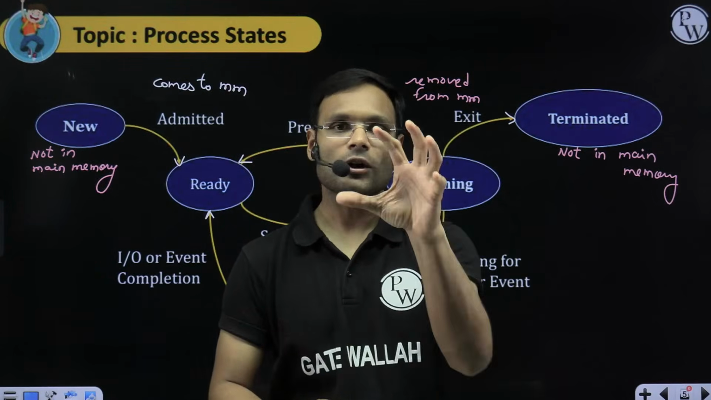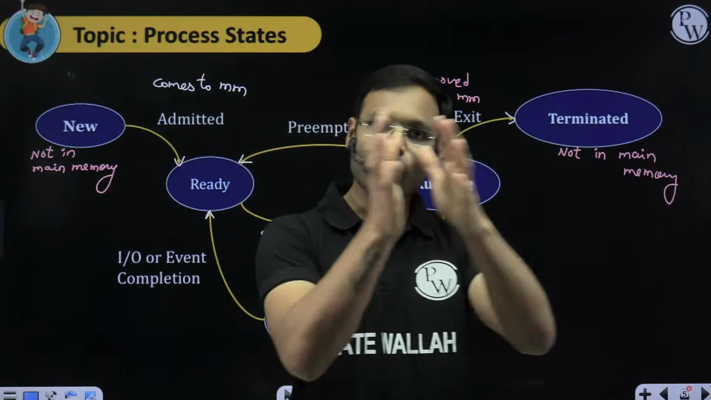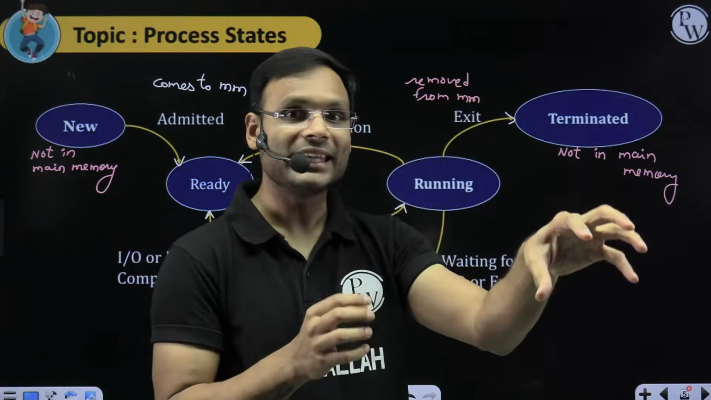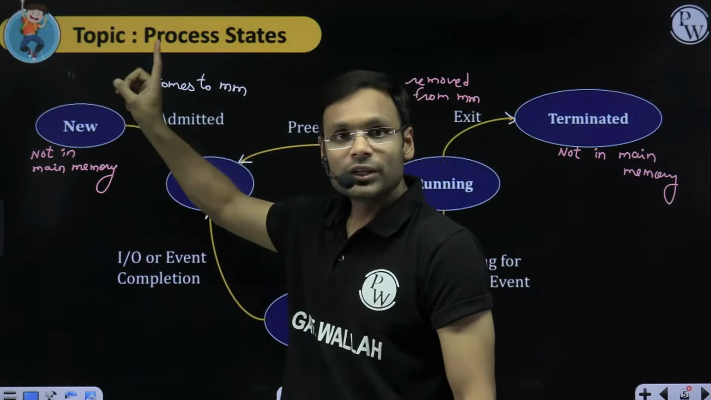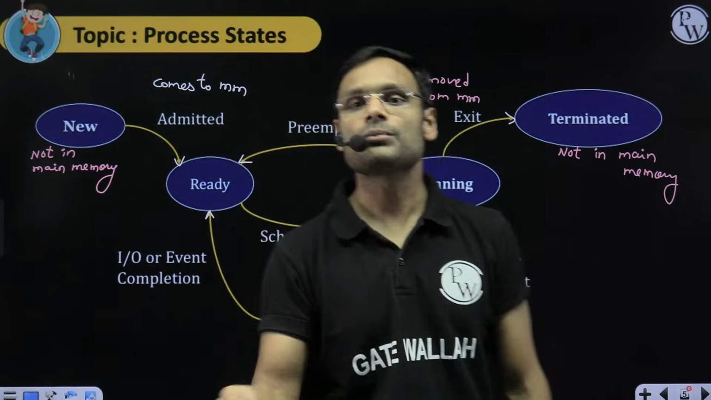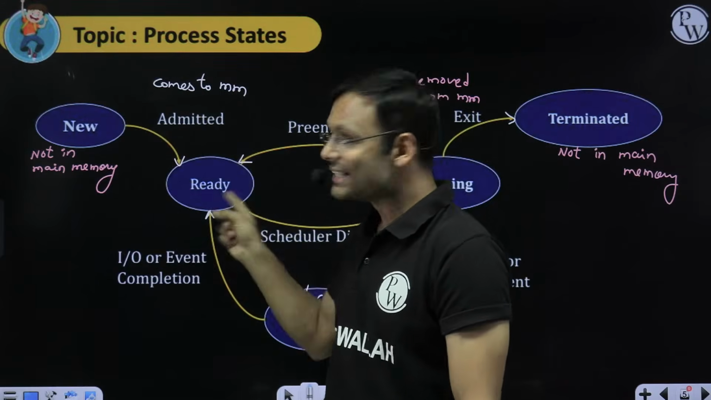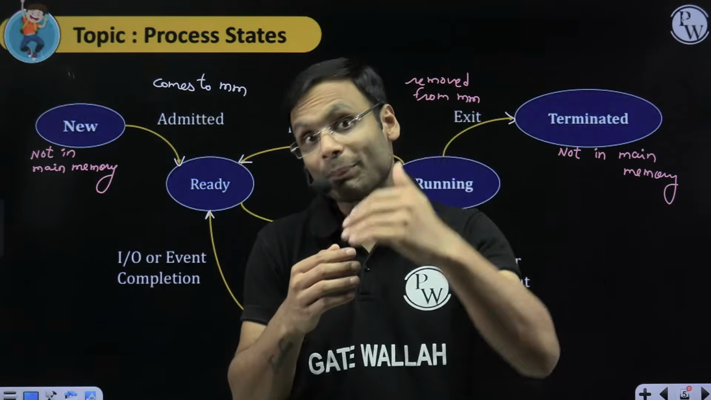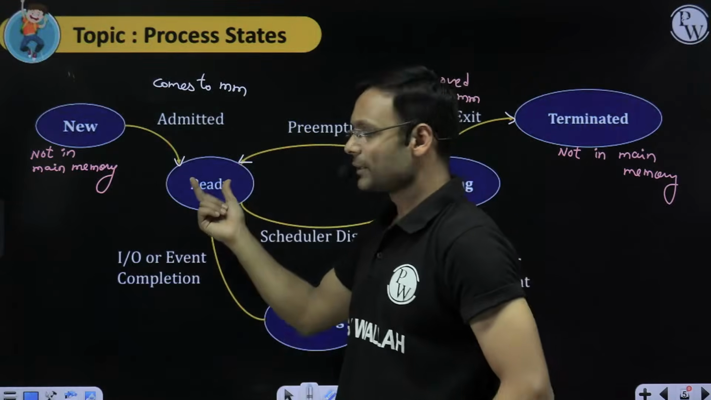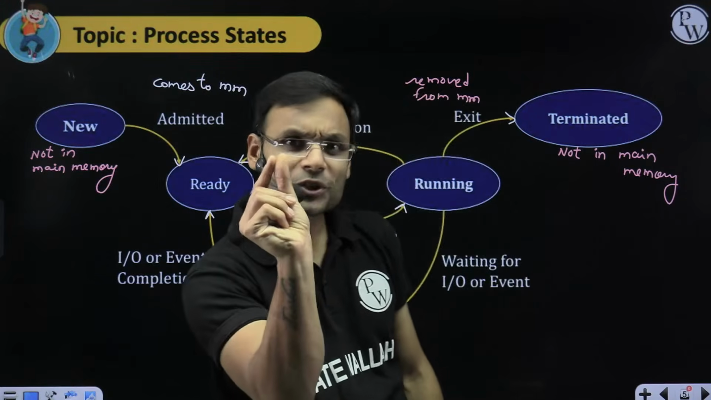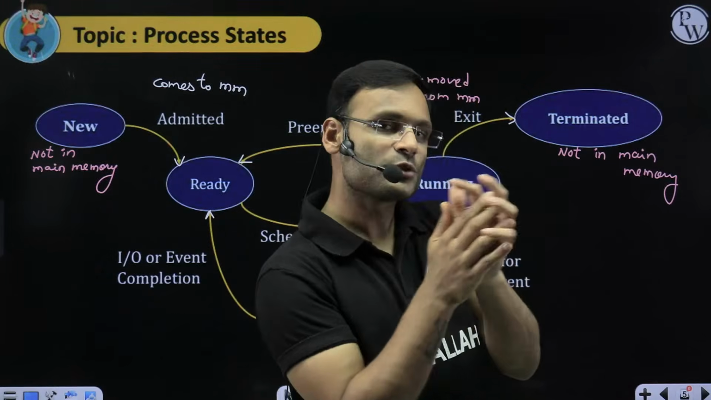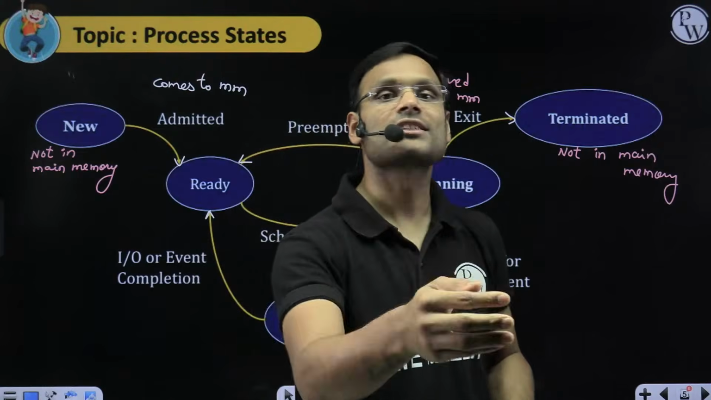So if you have installed some application, you double click on it. Before that, you downloaded the exe file. If you downloaded the exe file, that will be in new state. As soon as you double click it, it will first come into ready state. The operating system will bring that process into main memory and it will come to ready state. Then after a certain small duration of time, which you don't feel but it is there, the operating system selects that process to run.